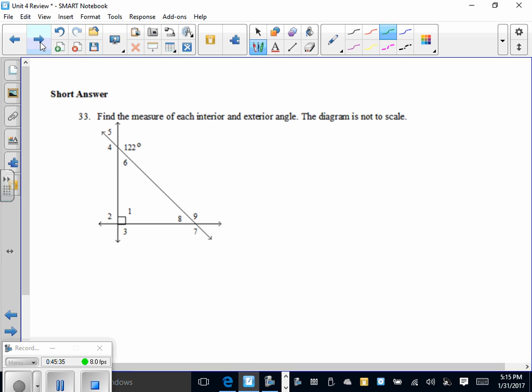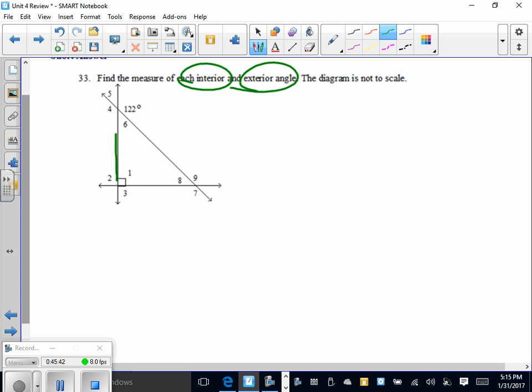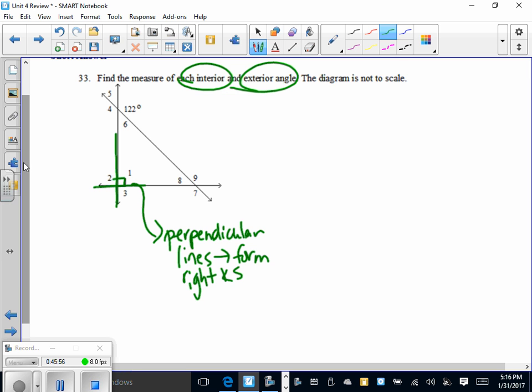Okay, last one's number 33. Find the measure of each interior and exterior angle. Start with angle 1. There is a right angle right there. Those are perpendicular lines, which means they form right angles, and we know that right angles measure 90 degrees. So the measure of angle 1 is 90 degrees. The measure of angle 2 is 90 degrees. The measure of angle 3 is 90 degrees. Most of you would get that one fine.